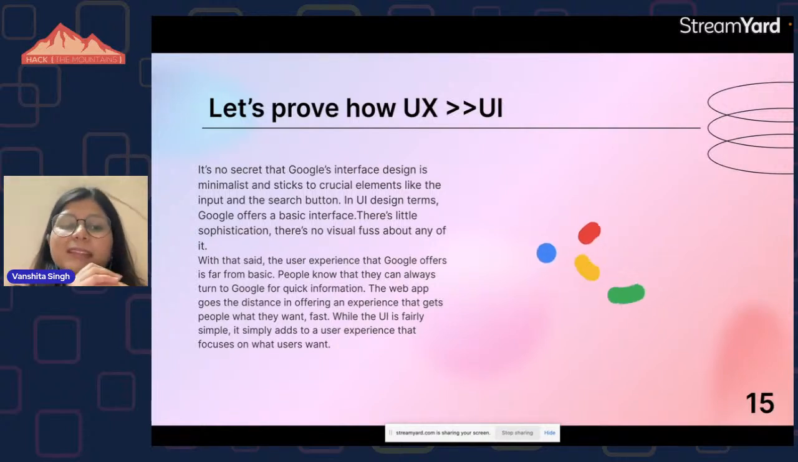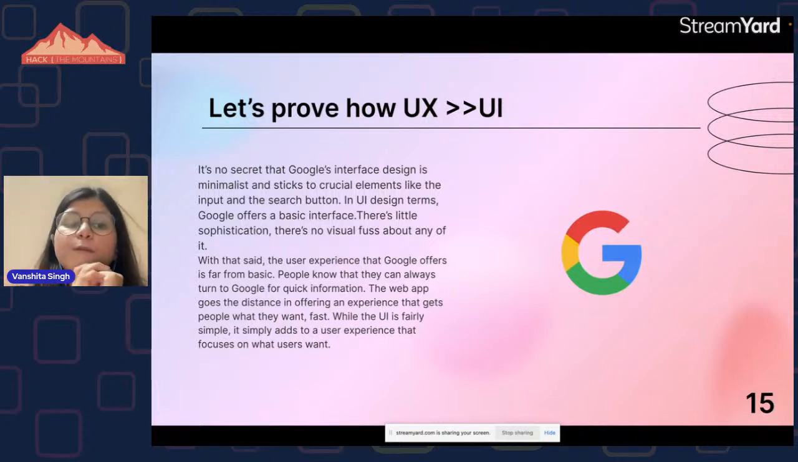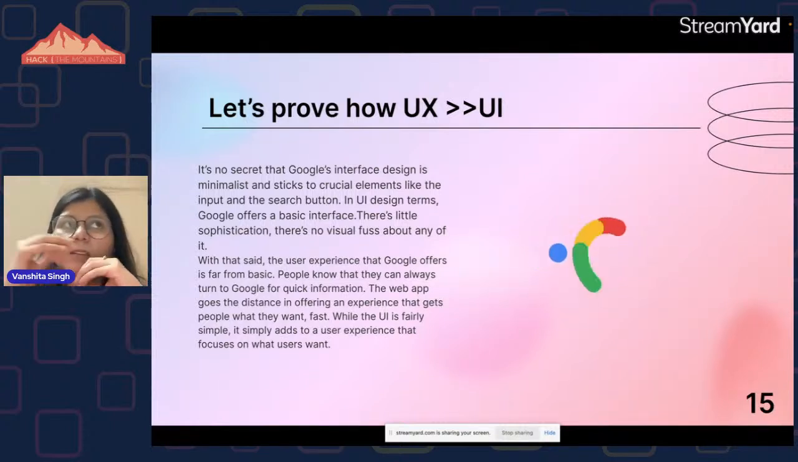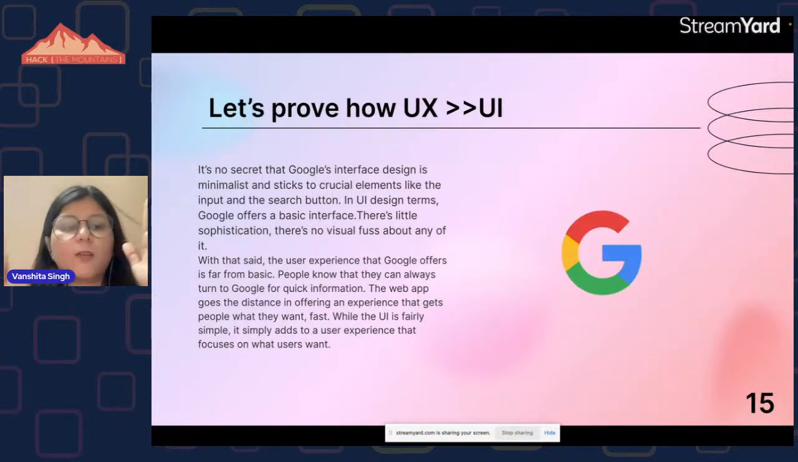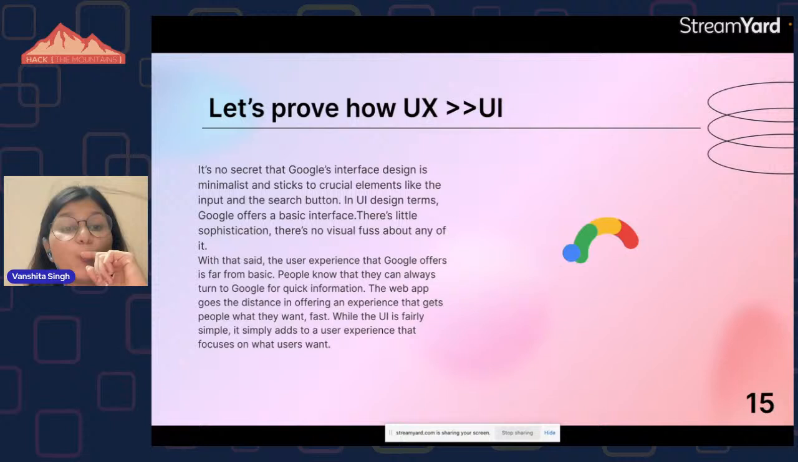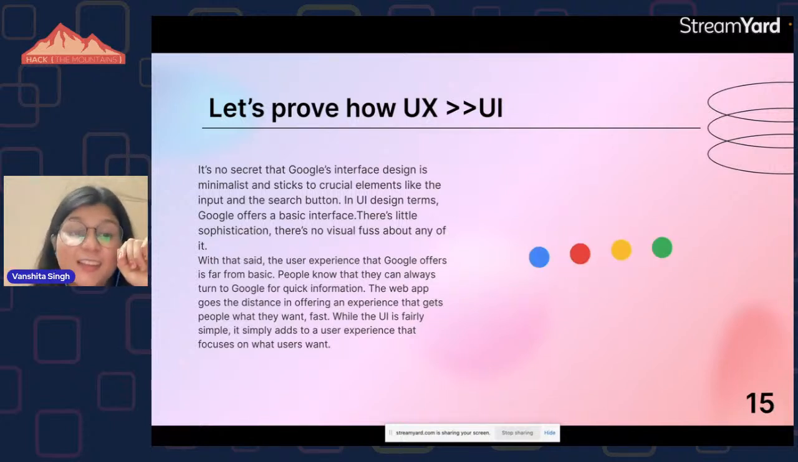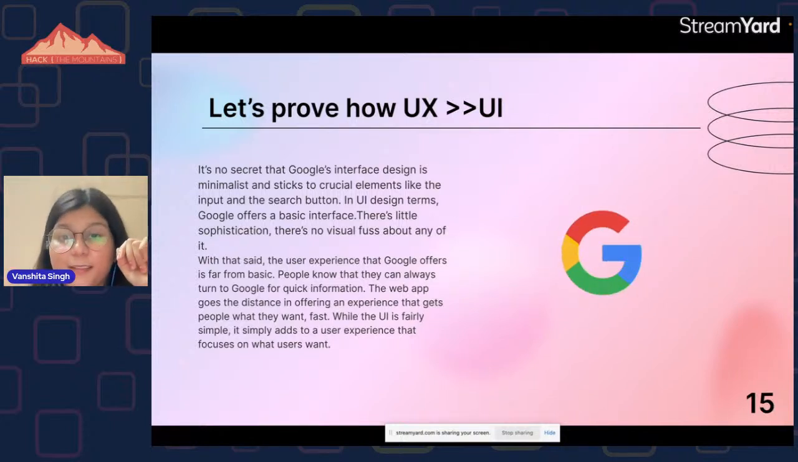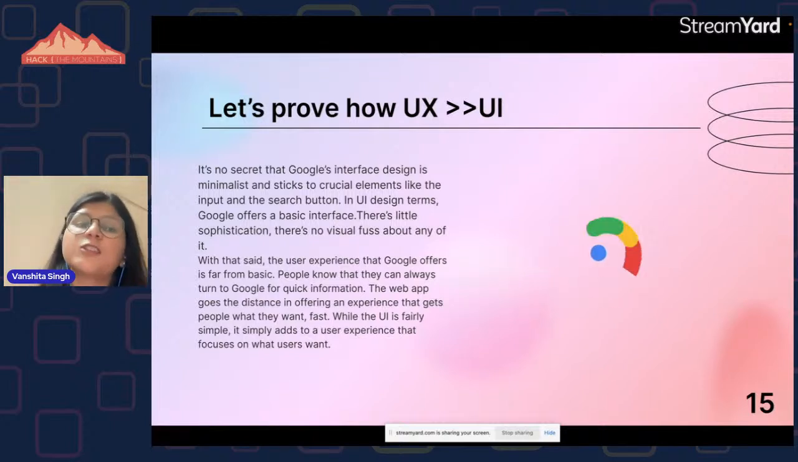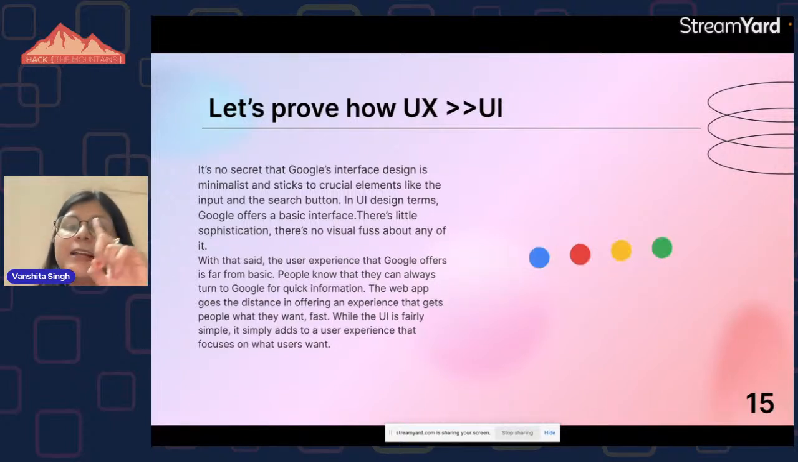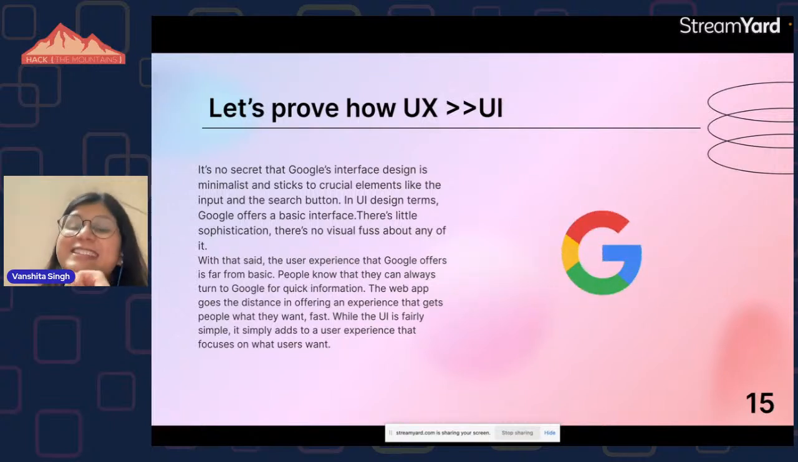Okay. So with that said, the user experience that Google offers is far from basic. The UI is very simple, but the user experience that Google offers is top notch. People know that they can always turn to Google for quick information. The web app goes the distance in offering an experience that gets people what they want fast. See, the fast term comes here as well. We are lazy people. I am repeating, we are lazy people and we want things to be fast. So Google is solving that problem, and that's why it's a hit.